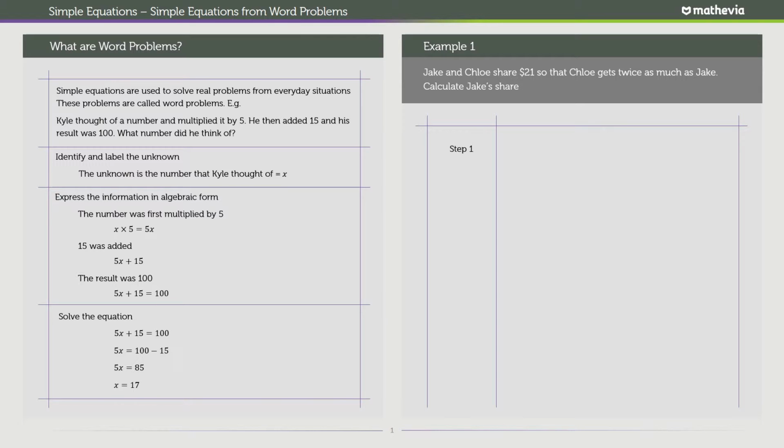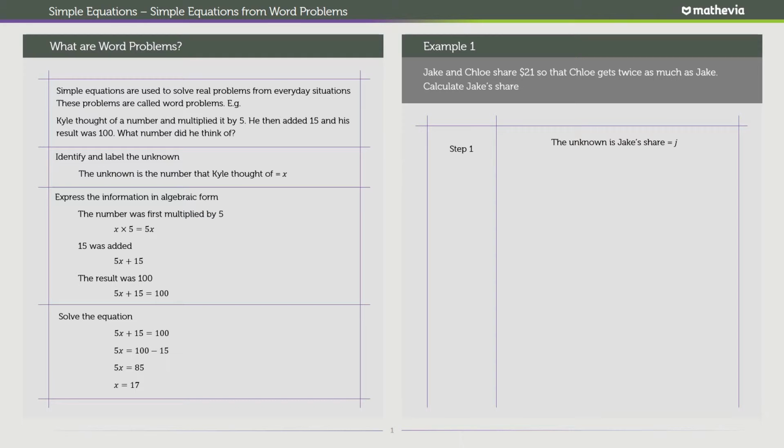So the first thing we're going to do is identify our unknown. Our unknown in this case, quite clearly, is Jake's share. We're going to label that J. Now there is another unknown at play. It's not the unknown we're looking for, but something in the question that we don't know.